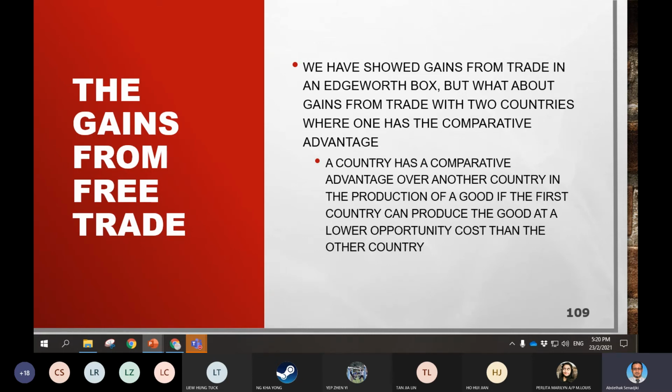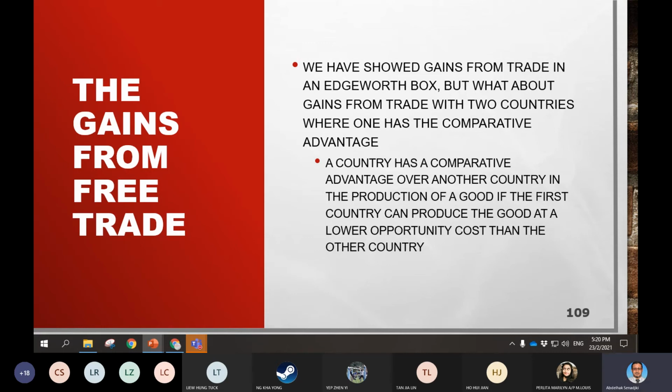As we know, we have discussed the gain from trade in the Edgeworth box with two consumers or two producers. But what about gain from trade with two countries, where one has a comparative advantage over the other in particular goods? We say that a country has a comparative advantage over another country in the production of a good if the first country can produce the good at a lower opportunity cost than the other country.